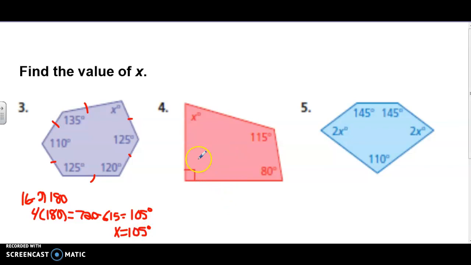For this one, we have 4 sides, 1, 2, 3, 4. I know from earlier that 4 sides has an interior sum of 360. This is 90, 170, 285. So I'll subtract 285 there. And when I do that, I'll be left with 75. So x equals 75 degrees.